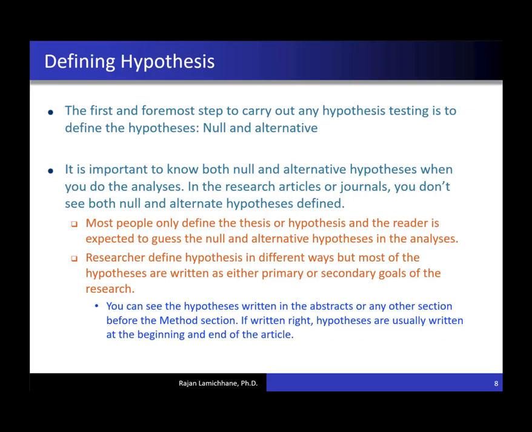Researchers define the hypothesis in different ways, but most hypotheses are written as either the primary or secondary goal of the research. Usually, in most cases, the hypotheses are written in the abstract or another section before the method section. And if written right, they are usually written at the beginning and again at the end of the article in the conclusion section. Now, let me show you one example of how a hypothesis is written in a research article.